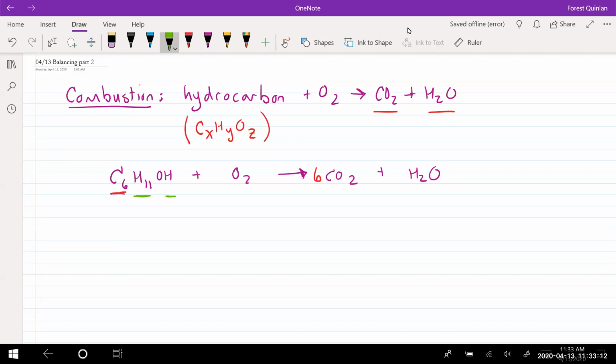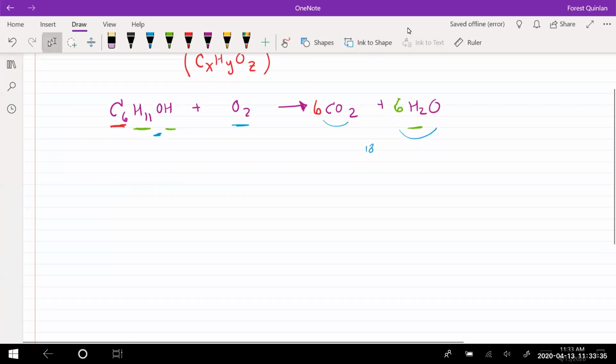We see we have 12 hydrogens on the left. We have 2 on the right. So I'll go ahead and put a 6 there to make 12. And now if we look at our oxygens, I have 2, 3 on this side. And let's see, 6 and 2 is 12, plus 6 is 18 on this side. There's going to be no way for me to get an even number of oxygens on the left side because I have this odd person out here. So what I'm going to have to do is double everything here.